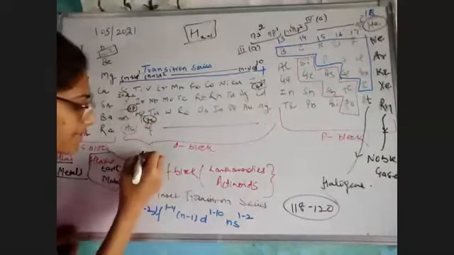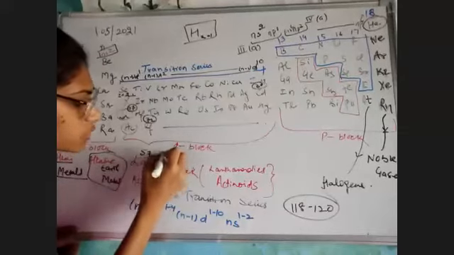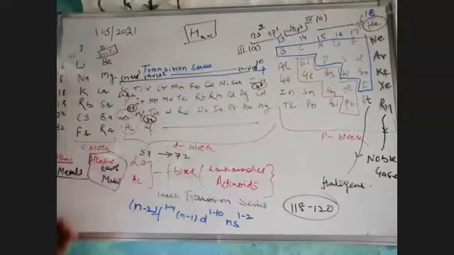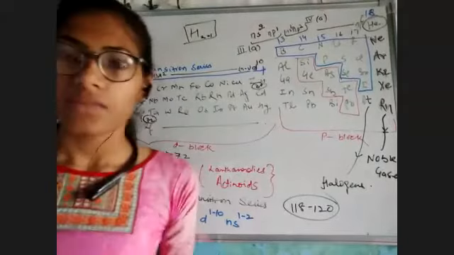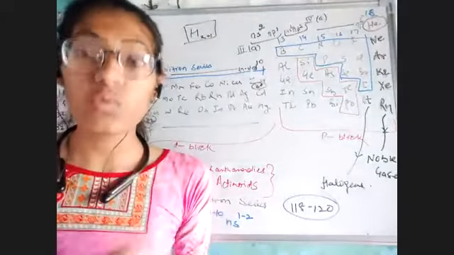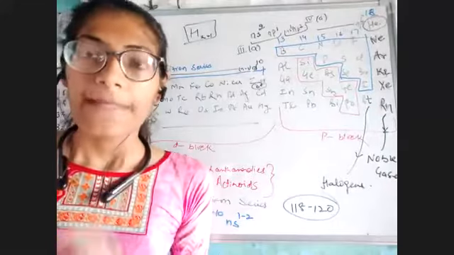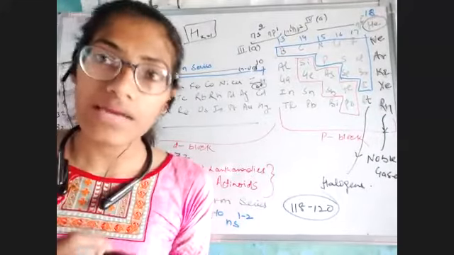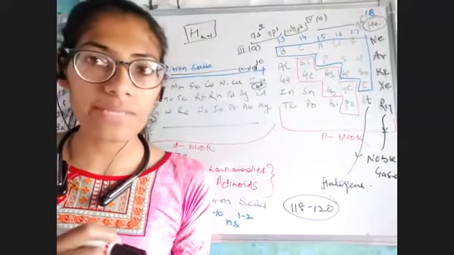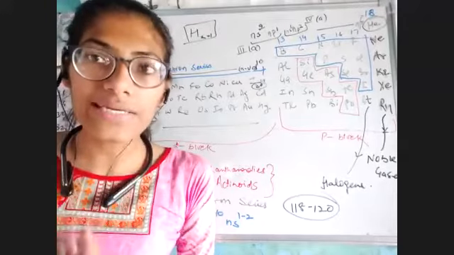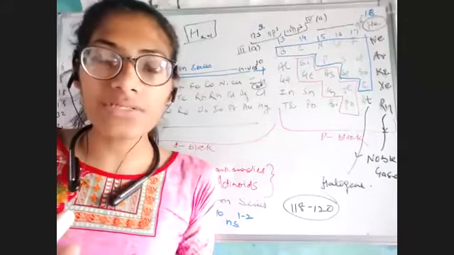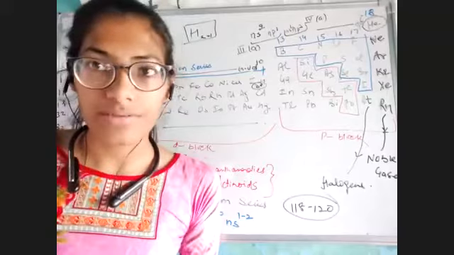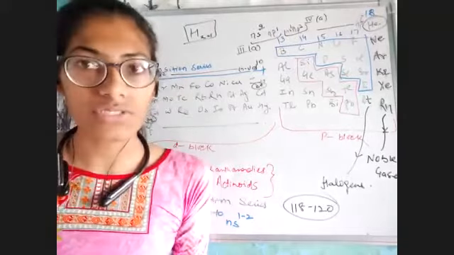So the question arises, from 57 to 72, हमारे बीच के elements कहाँ गए? From 57 to 72, where are the other elements? Okay, these are known as the inner transition series. Why do we call them inner? Because they are hidden. They are inside the transition series, but they are not transition elements. That's why they are called the inner transition series.